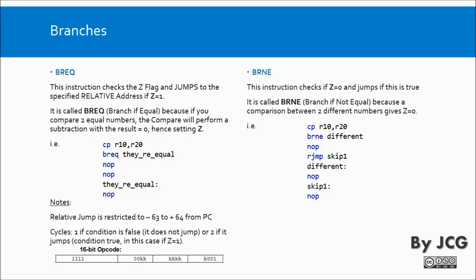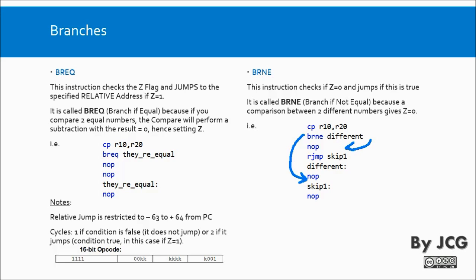We're comparing register 10 again and register 20, and we have branch if not equal, different, and what this is going to say is, okay, I'm going to compare register 10 with register 20. If they're different, that's why it says branch if not equal. So if they're not equal, they're different, of course. So if they're different, we're going to skip to this instruction. If they're equal, that means that we're not going to jump. So we're going to go to the next instruction.